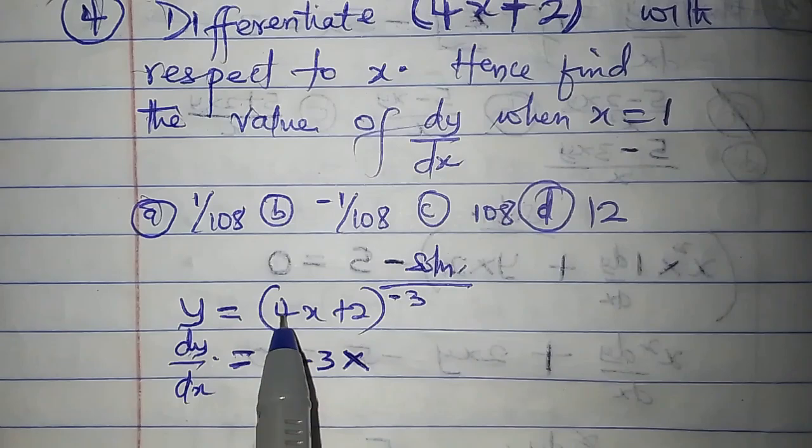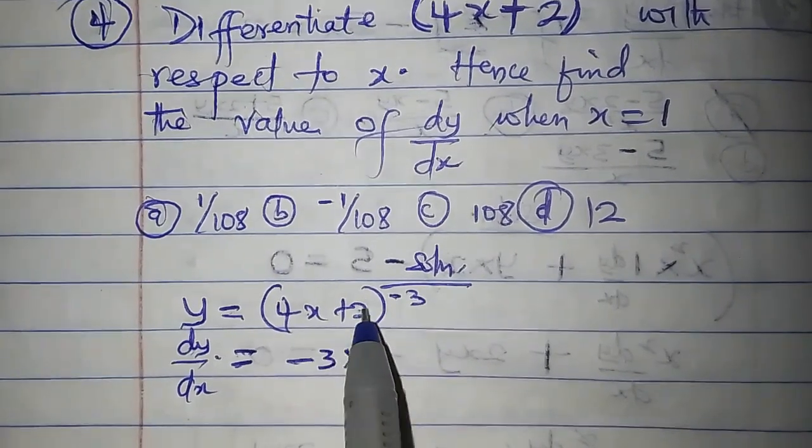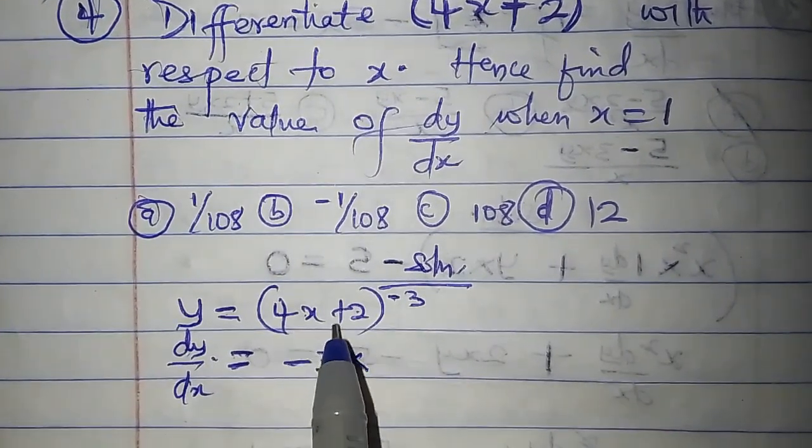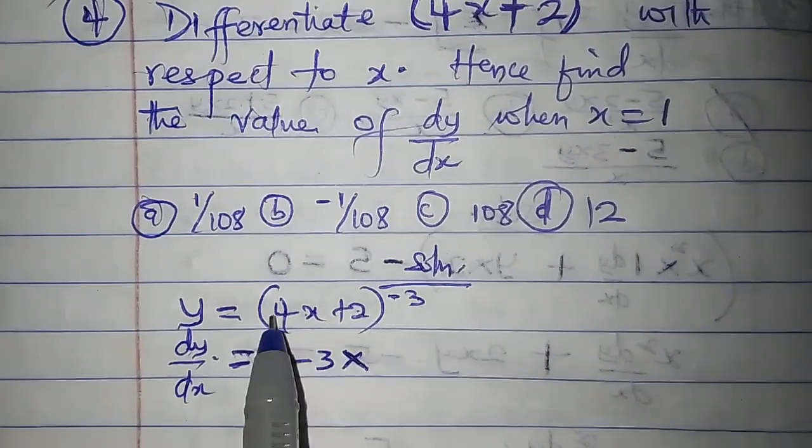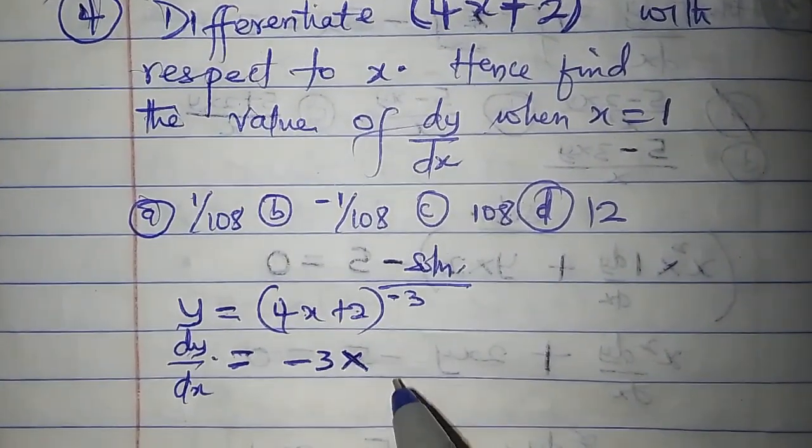Times. What is inside this bracket? 4x plus 2. Differentiate it. It will be 4. Differentiate 4x is 4. Differentiate 2 is 0. So the derivative of 4x plus 2 is actually 4.